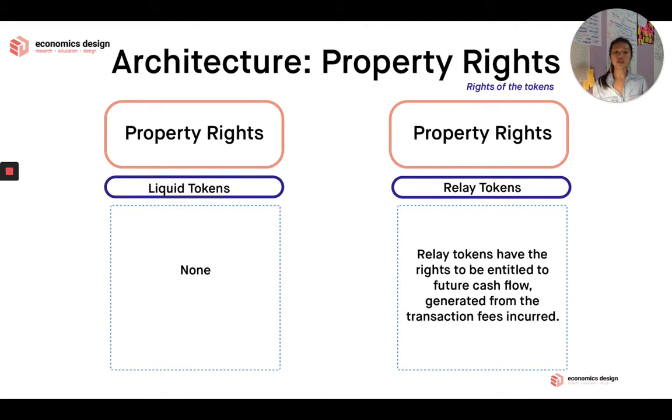So relay tokens have the right to be entitled to future cash flow generated from transaction fees incurred, because relay tokens are staked in the reserve pool, and every time there are transactions, they get a cut from it.